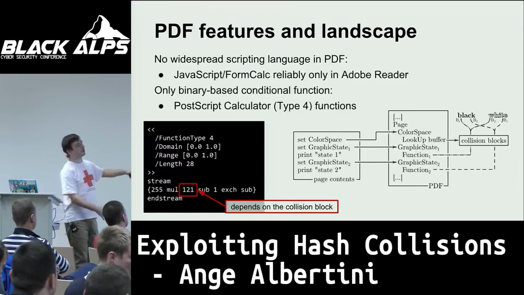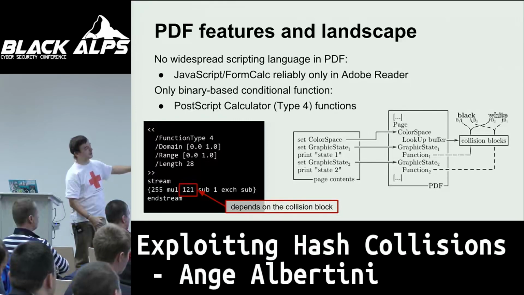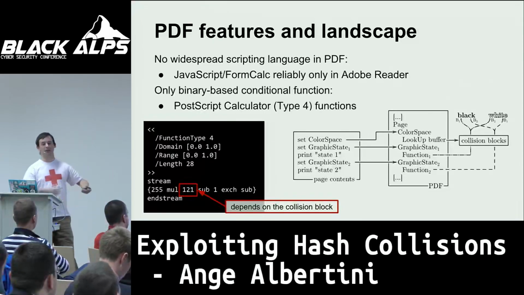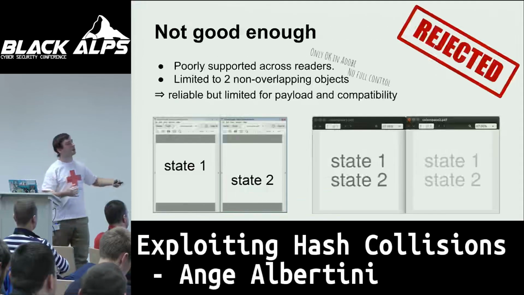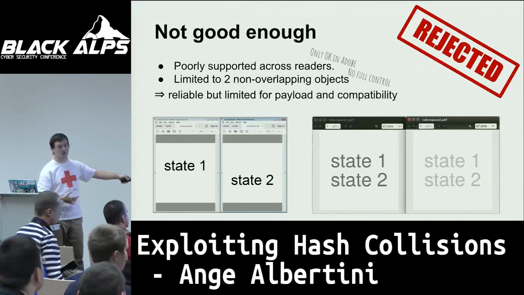So basically, you set a color space, and the lookup buffer will point to the collision block, and then you say to print something with a graphical state, and this graphical state points to a function that here contains some multiplication, some mathematical operation in PostScript to say give me black or give me white, and then you have two images that will display something. The problem is, again, compatibility is not good. It works perfectly in Adobe Reader, but in other readers it just doesn't work.